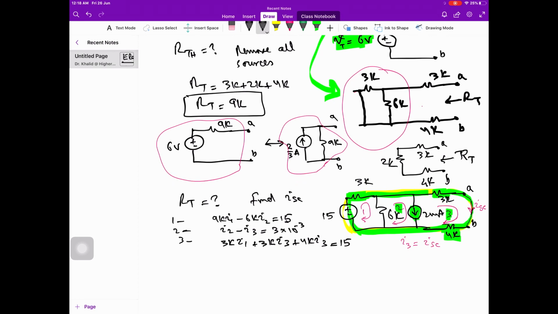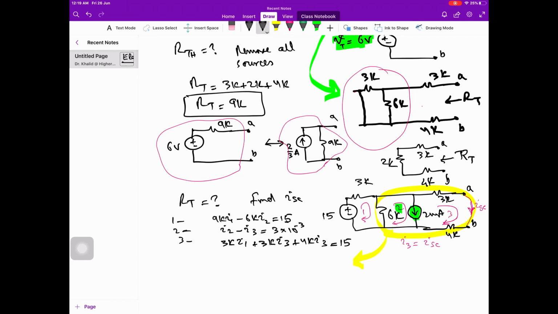Now, instead of choosing the outer loop, we can choose another loop. Let us choose this loop in yellow.